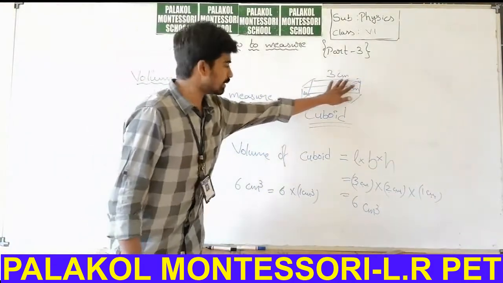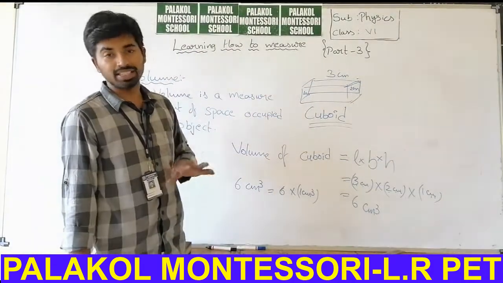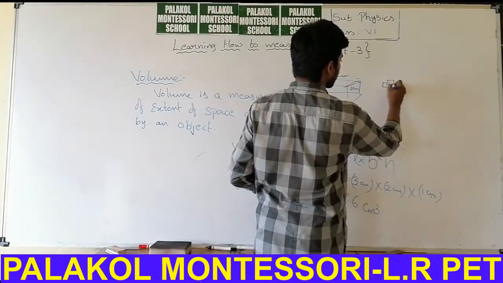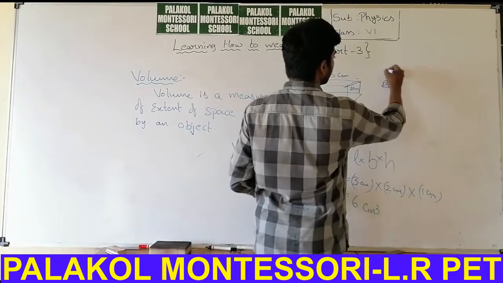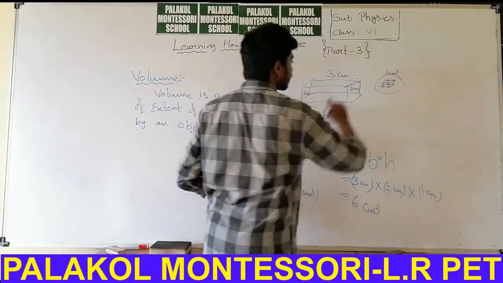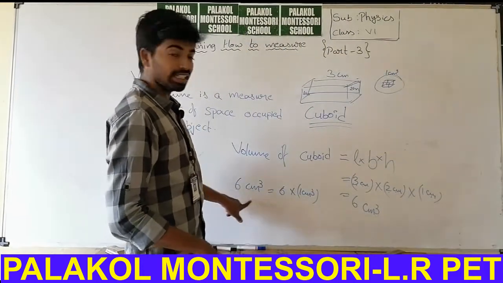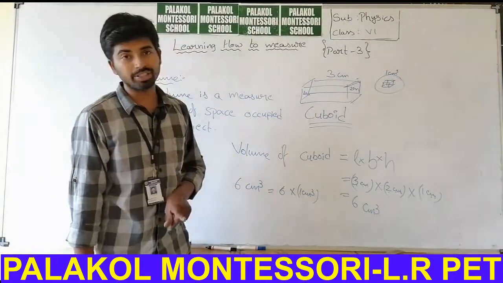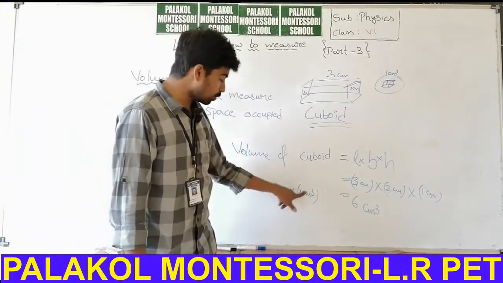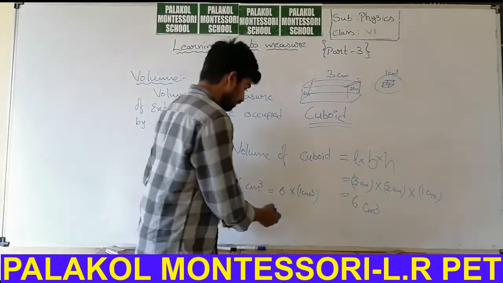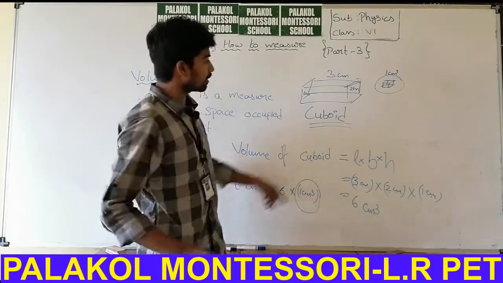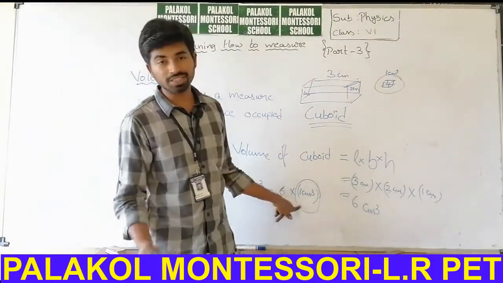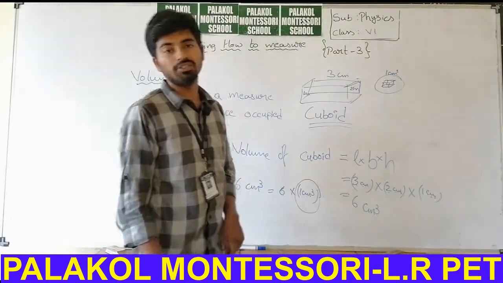That means in this particular cuboid shape, you can insert 1 centimeter cube boxes. How many 1 centimeter cube boxes will be there? 6 will be there. What is the meaning of 6 centimeter cube? You can write this as 6 into 1 centimeter cube, so 6 boxes will be there inside it. In this way, this is the concept of volume.